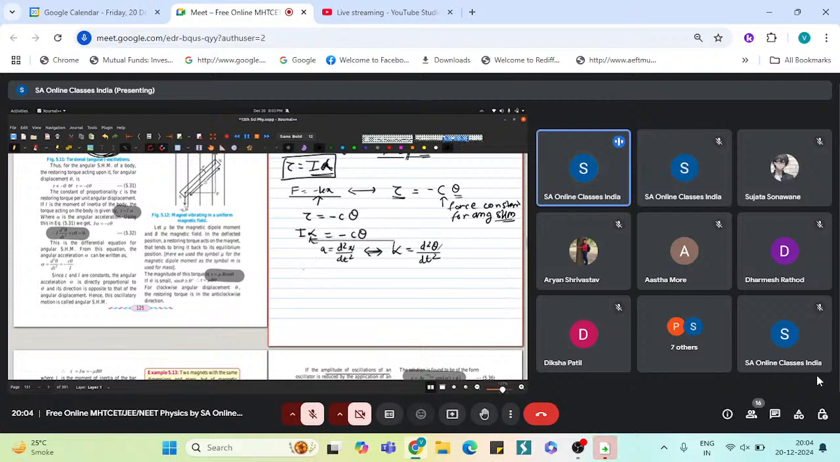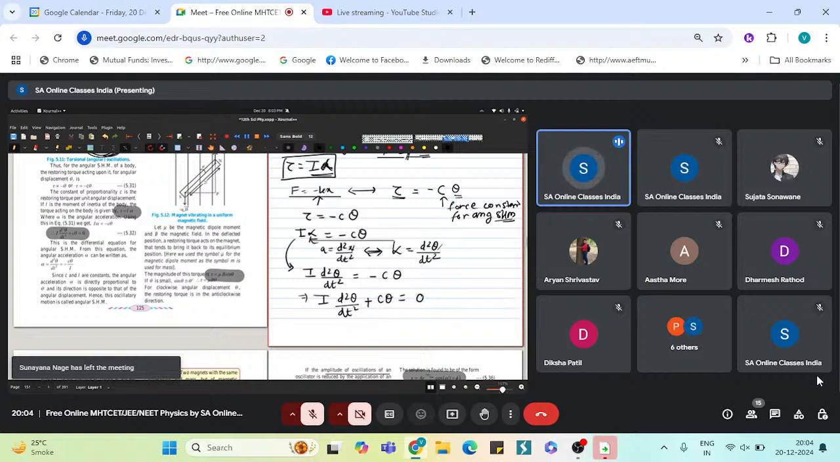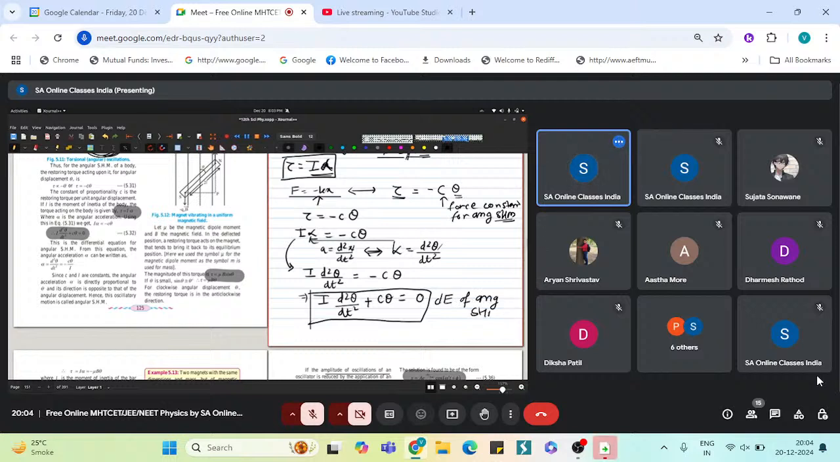Here, and we can just write this equation as I into d2 theta upon dt square minus c theta, and this will just be equal to I d2 theta by dt square plus c theta is equal to 0, and this is the differential equation of angular SHM.